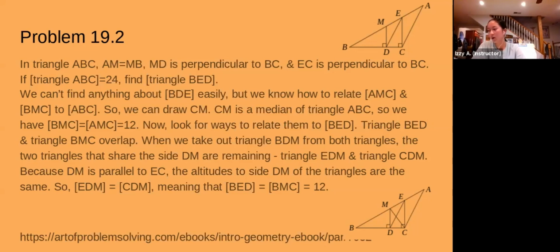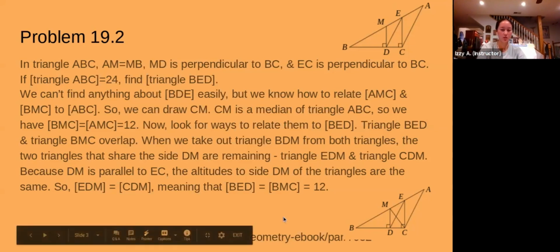So notice how we first added an extra line and then eventually we took out triangles so that we would only have triangle EDM and triangle CDM remaining. So you can alter the shape that you're dealing with so that you can either visualize it better or get rid of the shapes that you really don't need anymore because you already used them to figure out the problem. And also it might just get crammed, so it might just be easier to take out some shapes.